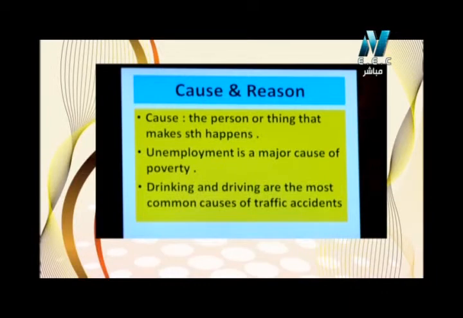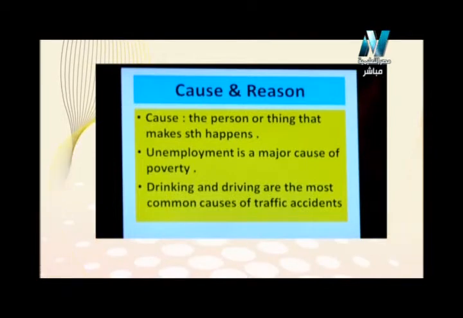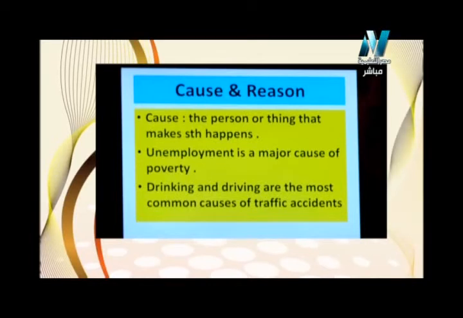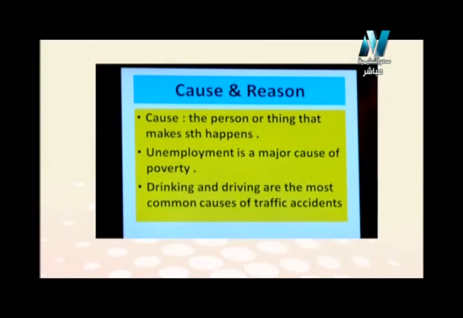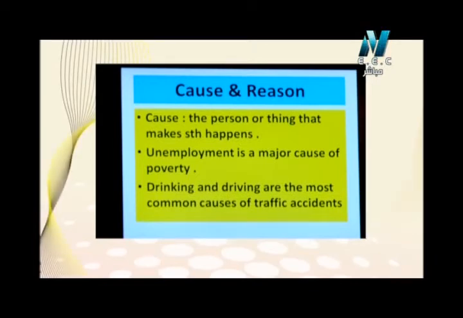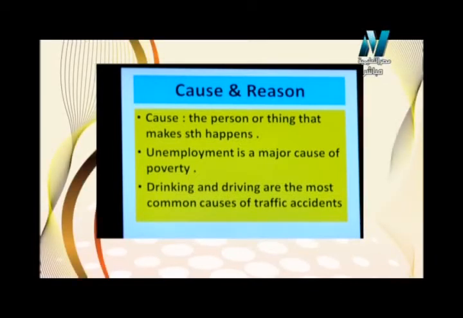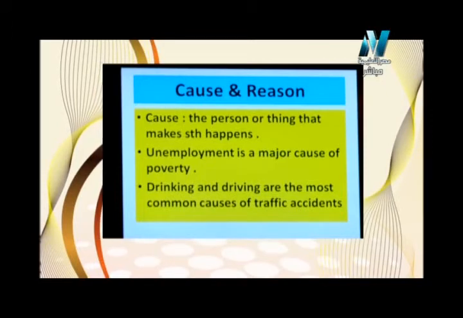Unemployment is a major cause of poverty. يبقى البطالة هي a major cause of poverty. Okay, another example. Drinking and driving are the most common causes of traffic accidents, هي الأسباب الشائعة لحوادث المرور. So cause is followed by of, cause of, but reason, yes, reason for.